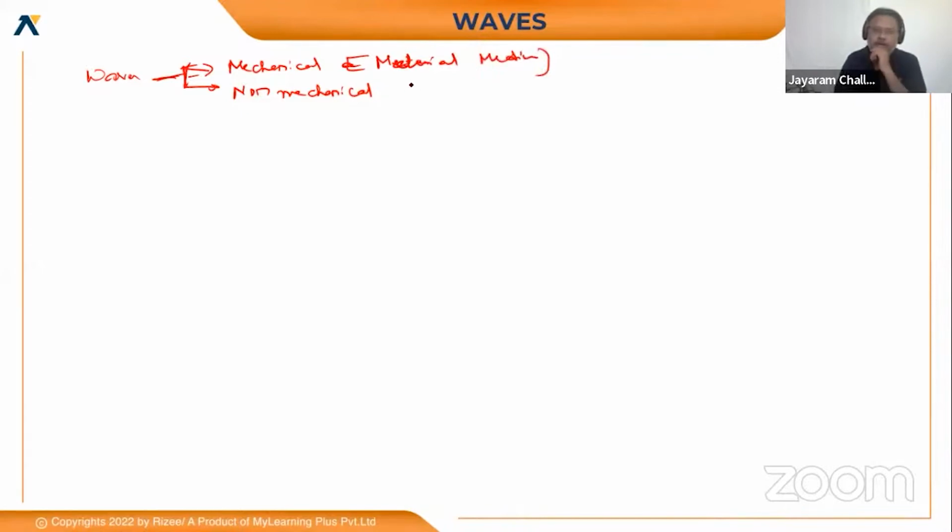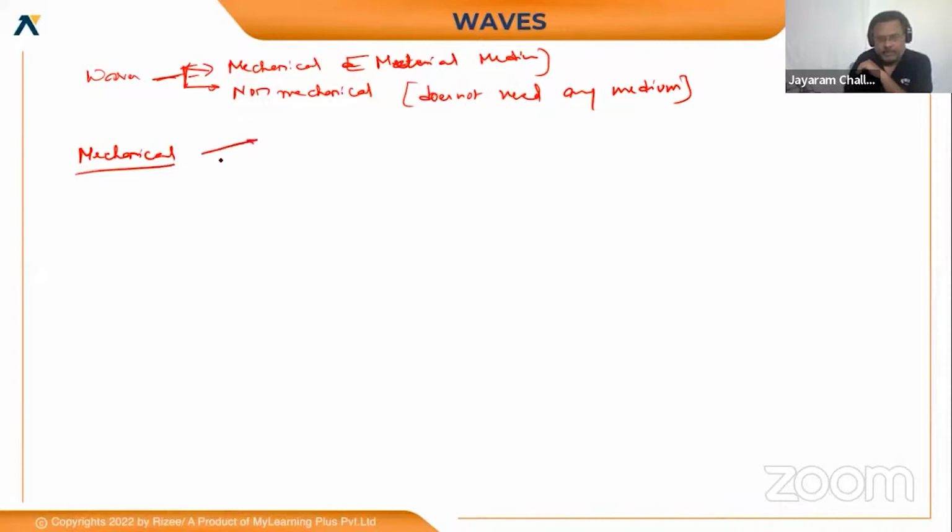Non-mechanical waves have nothing to do with a medium, they don't need any medium. So in the mechanical waves, there will be transverse waves and longitudinal waves. Transverse waves and longitudinal waves.